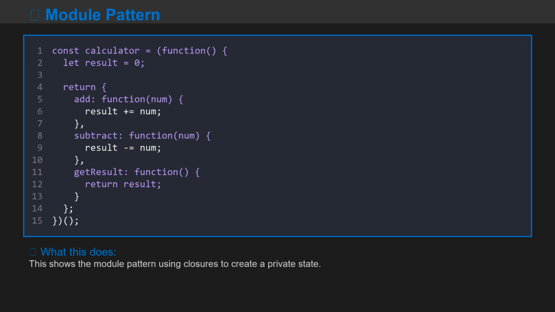Here's a more advanced example using the module pattern. We have a calculator that maintains a private result variable. The add and subtract methods modify this private variable, and getResult returns the current value. This pattern is commonly used in JavaScript applications.